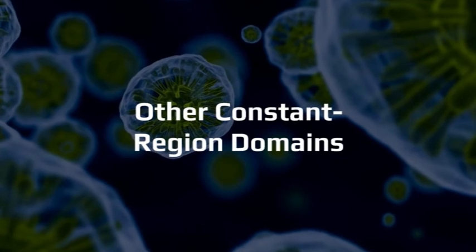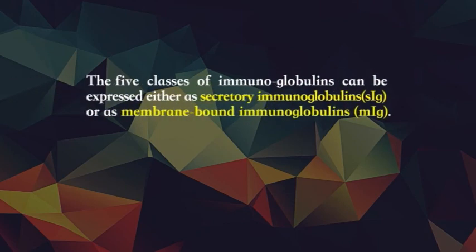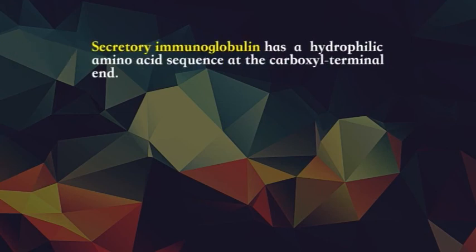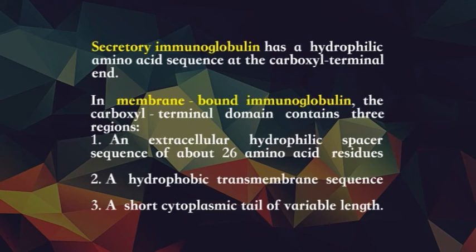Other constant region domains. The 5 classes of immunoglobulin can be expressed either as secretory immunoglobulins, SIg, or as membrane-bound immunoglobulins, mIg. The carboxyl terminal domain of the secretory immunoglobulin differs from the membrane-bound immunoglobulins in both structure and function. Secretory immunoglobulin has a hydrophilic amino acid sequence at the carboxyl terminal end. In membrane-bound immunoglobulin, the carboxyl terminal domain contains 3 regions: an extracellular hydrophilic sequence of about 26 amino acid residues, a hydrophobic transmembrane sequence, and a short cytoplasmic tail of variable length.